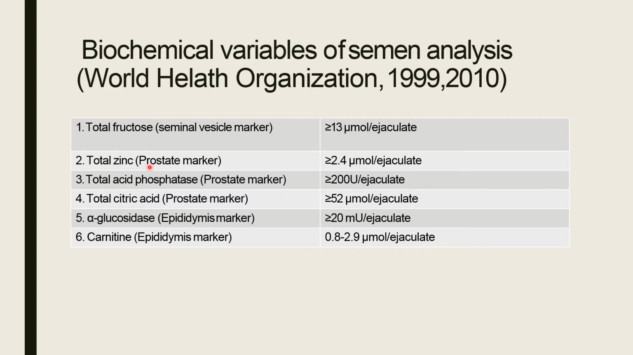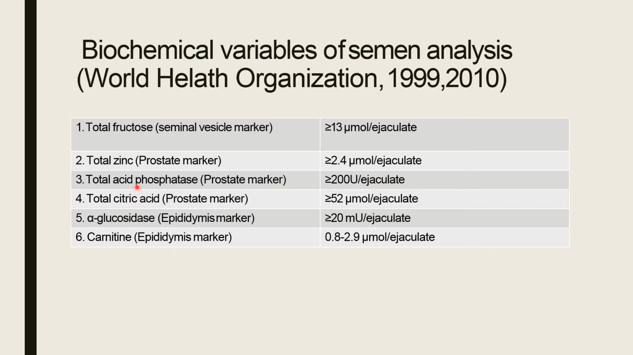And total zinc, it is released from the prostate, and it should be greater than or equal to 2.4 micromole per ejaculate. And zinc is acting as a cofactor for various enzymes. And then total acid phosphatase is also released from the prostate gland, so it acts as a prostate marker, and it should be equal to or greater than 200 units per ejaculate.